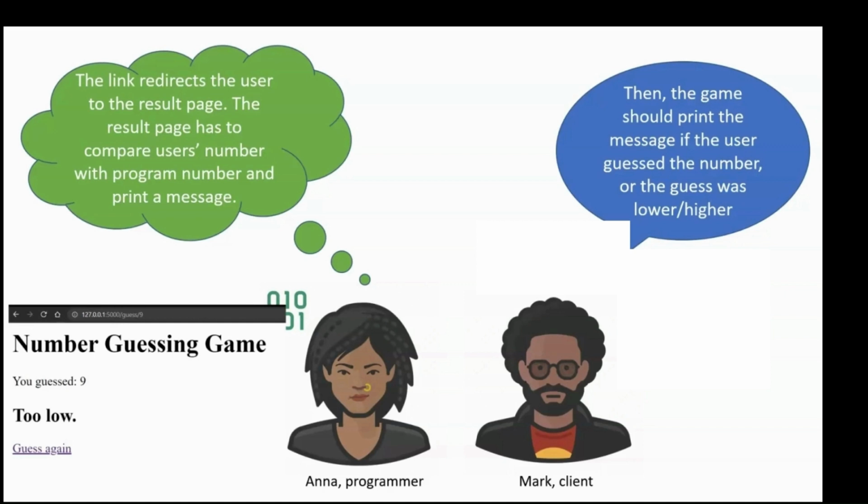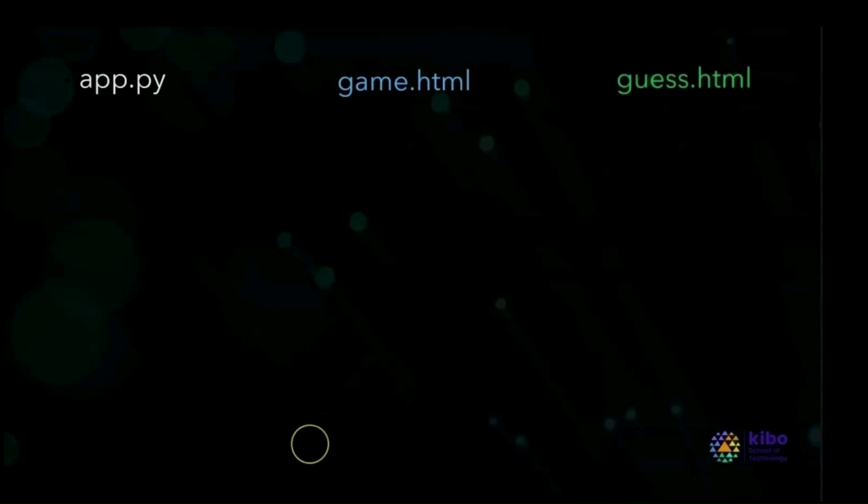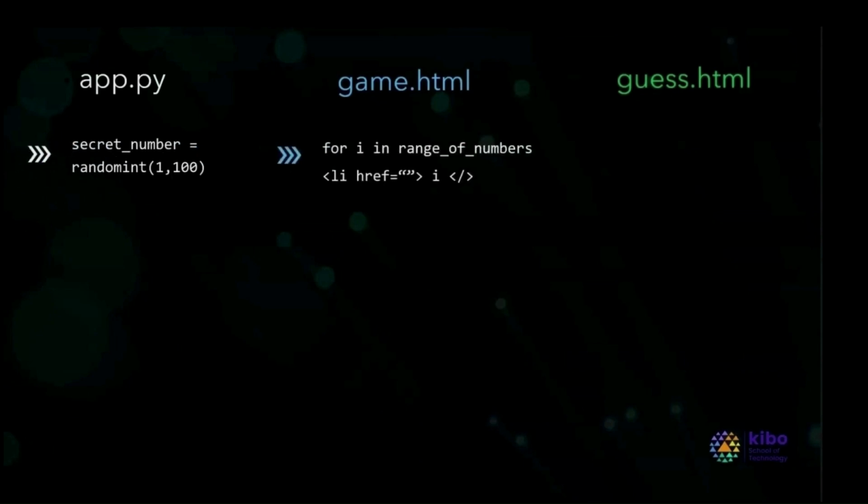So now, when we understand what the program should do, let's give you some hints on how to implement it. So, there are three main parts of the program: the Python app, the game HTML, and the guess HTML. And let's dive into the flow of the code. So first, the program should generate a random number from 1 to 100. And for this, you can use the random int function. Then, in the game HTML, a list of li items with the number and the link get automatically generated thanks to the for loop.